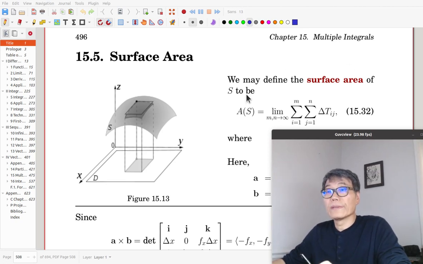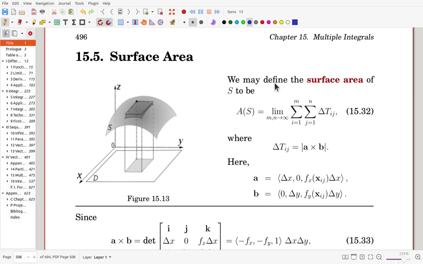This section applies double integrals for the calculation of surface areas. We may define the surface area of a surface to be the limit of Riemann sums. The Riemann sum is formulated as follows.